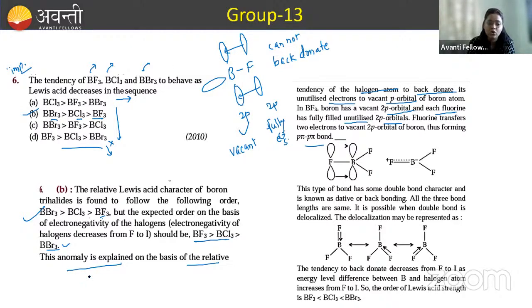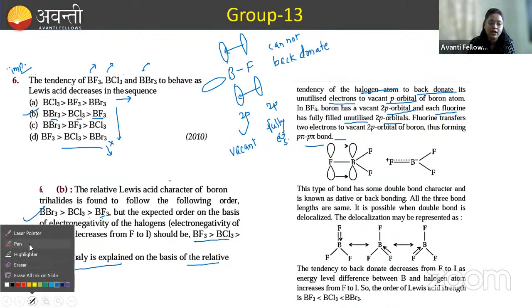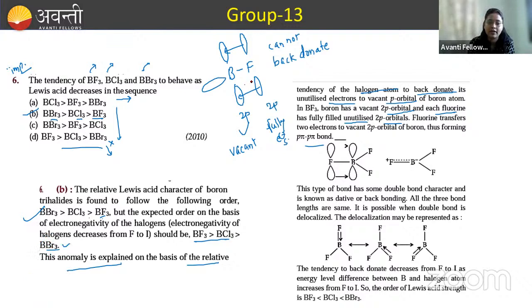So it is going to transfer the electrons present in its 2p orbital. Okay, it is going to transfer its electron present in the 2p orbital. It can back donate, but certain halogens do not have a tendency to back donate. Okay, so fluorine transfers 2 electrons to this vacant 2p orbital, due to which there is a formation of a p-pi bond. It is a formation of p-pi bond like this way. This type of bond has some double bond character and it is known as dative or back bonding.